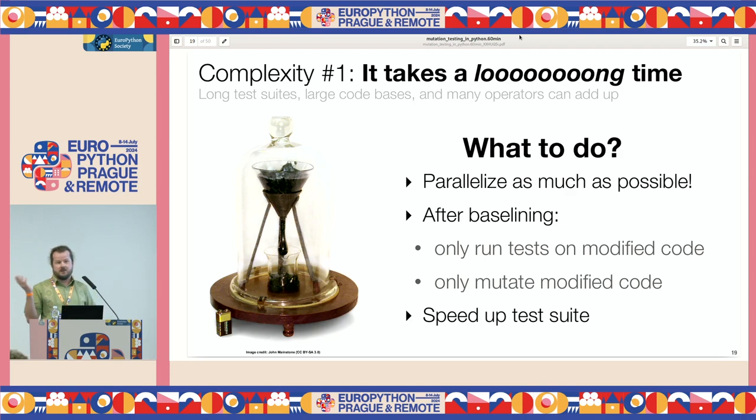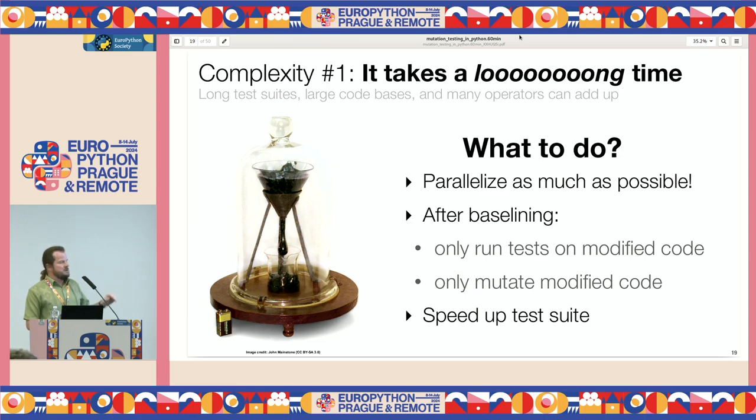How long does your test suite take to run? Let's say 10 seconds, maybe. How many mutations could I make to your code? 100 million? So multiply those together, and that's how long it takes to do a full, proper mutation testing suite, in principle. So we can do things like try to parallelize. It is fortunately an embarrassingly parallelizable problem. It is like the example of embarrassingly parallel.